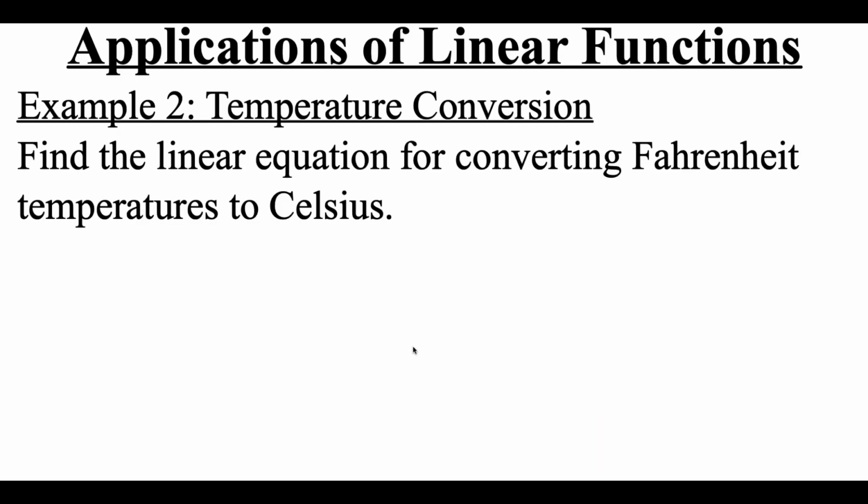As we look at this second example, we want to find the linear equation to convert Fahrenheit to Celsius. On the previous one, we went Celsius to Fahrenheit, so now we're trying to go the opposite direction. The equation that we came up with for converting Celsius to Fahrenheit was F equals 9/5 C plus 32. If we want to go the opposite direction from Fahrenheit to Celsius, we're going to have to take this equation and solve it to get C alone. So I'm trying to isolate the C variable.